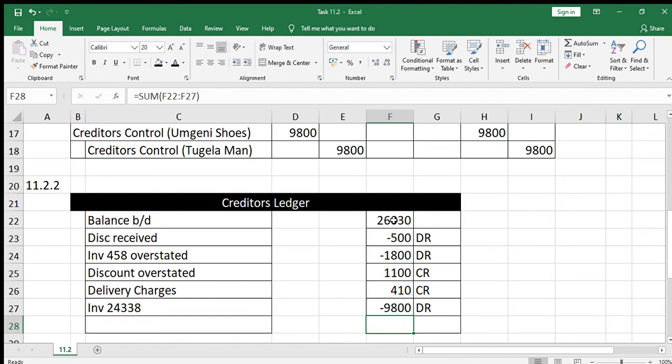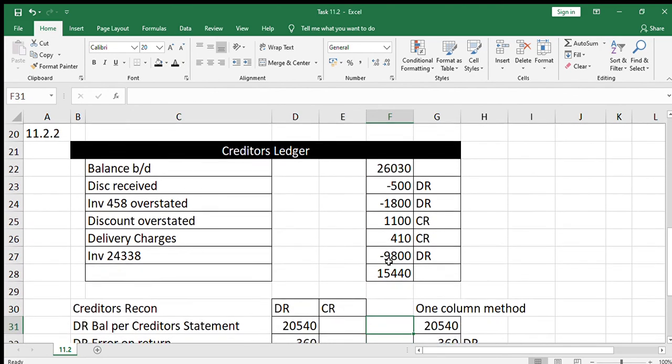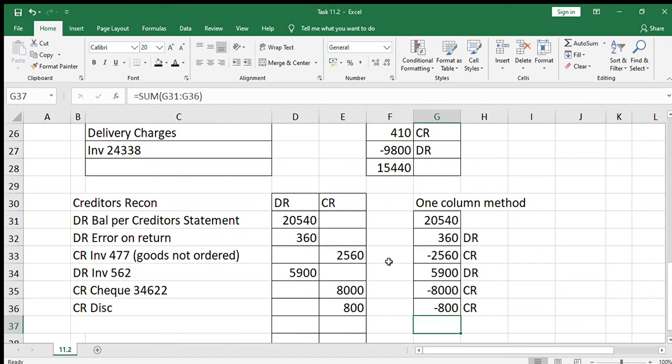Okay, so basically we can work out from 26,030 going down to minus 9,800, and that gives us an answer of 15,440. Okay, here in the one column method, you'll just work out your answers from the top. Okay, and it also gives us 15,440, which tells us that it's balanced.